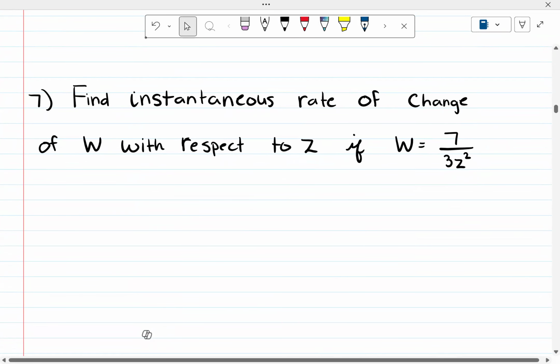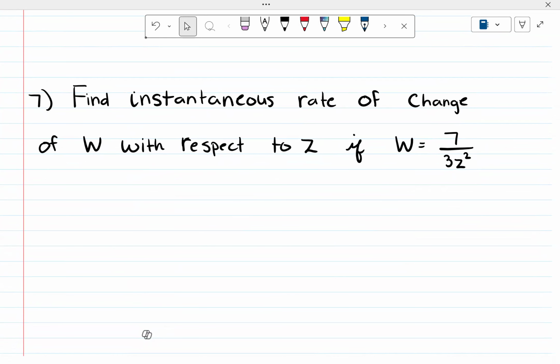Okay, so let's move on to question 7. Question 7 says find the instantaneous rate of change of W with respect to Z if W equals 7 over 3Z squared. So find the instantaneous rate of change. That's basically saying find dW over dZ. That's what they're saying.